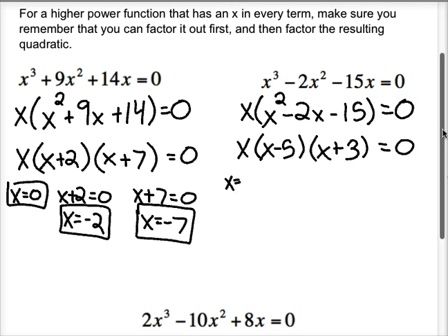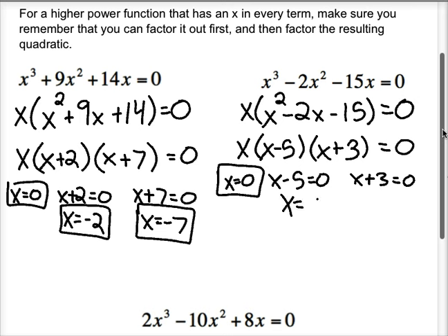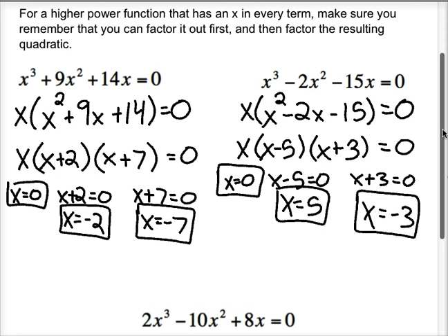And now I use my zero product property on each piece. So I have my solutions of x being 0, x being 5, and x being negative 3.